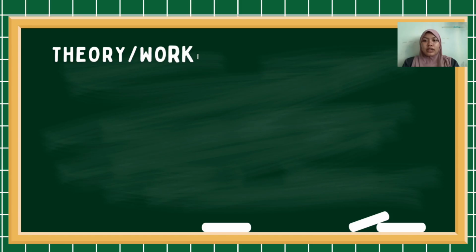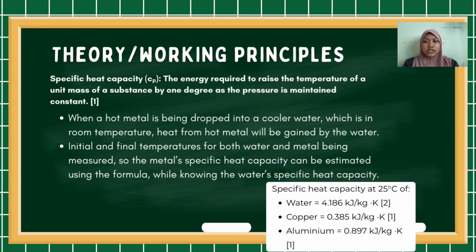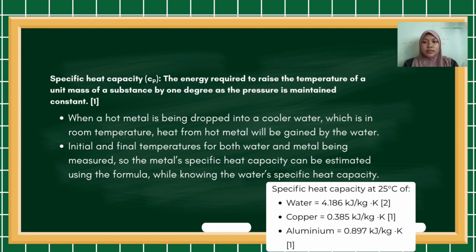For the theory part, specific heat capacity is the energy required to raise the temperature of a unit mass of a substance by 1 degree while the pressure is maintained constant. When a hot metal is dropped into cooler water at room temperature, heat from the hot metal will be gained by the water. Initial and final temperatures for both water and metal are measured, so the metal's specific heat capacity can be estimated using the formula while knowing the water's specific heat capacity.